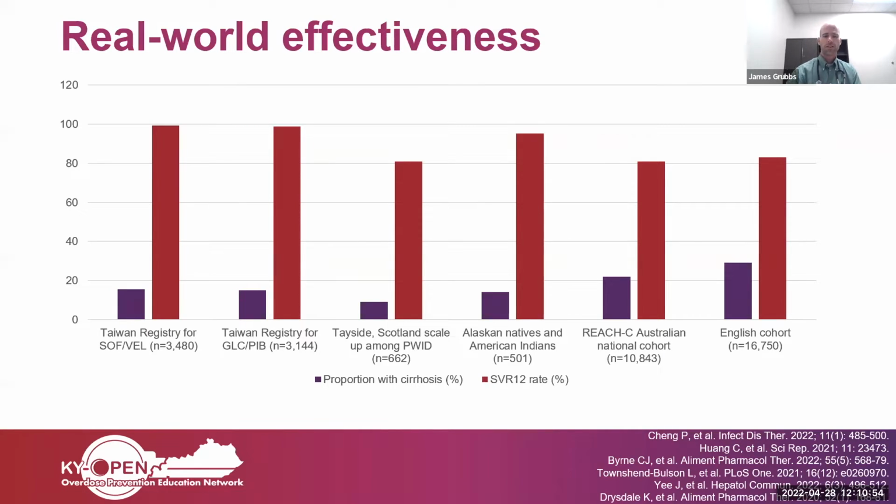And the same was seen in this Australian national cohort, where treatment was being delivered in lots of different ways. That includes primary care providers treating hepatitis C, nurse-driven treatment for hepatitis C, treatment through syringe service programs and things like that. And the same was true with the English cohort.